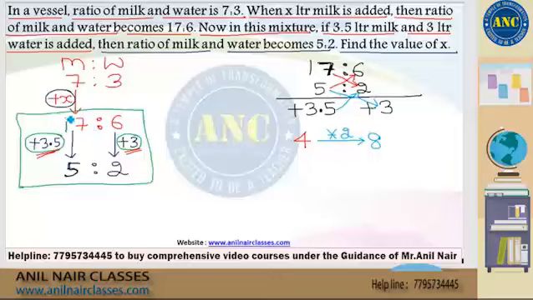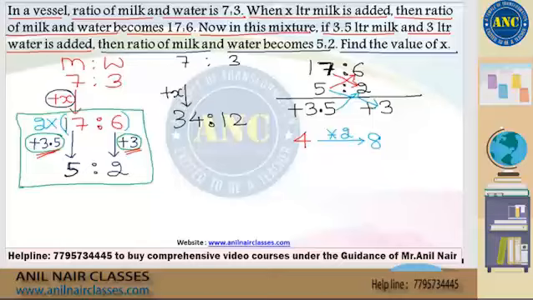The same multiplying factor, multiply with the numerical values of 17:6 also. If I multiply 17:6 by 2, 2 into 17 is 34. 2 into 6 is 12. Now this 34 and 12 is after addition of some x liters of milk. Before that it was 7:3 actually.